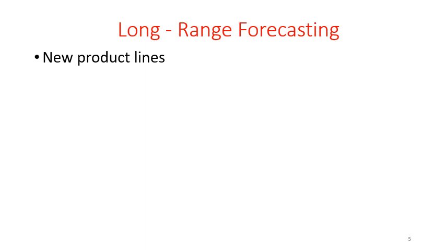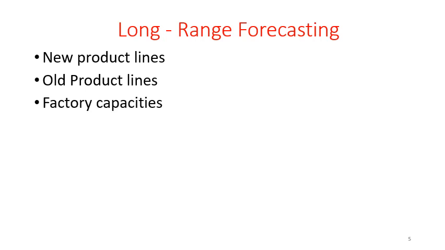You are estimating about new product lines, so that could be long range forecasting. Forecasting about the existing old product lines or something that has been temporarily stopped and you want to forecast whether the old product line can be renewed, re-energized. So that could be a long range forecasting.